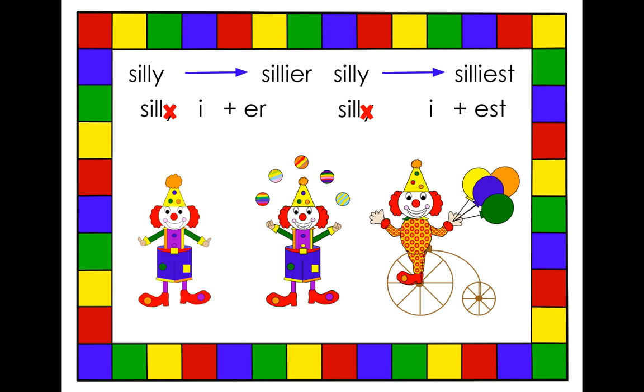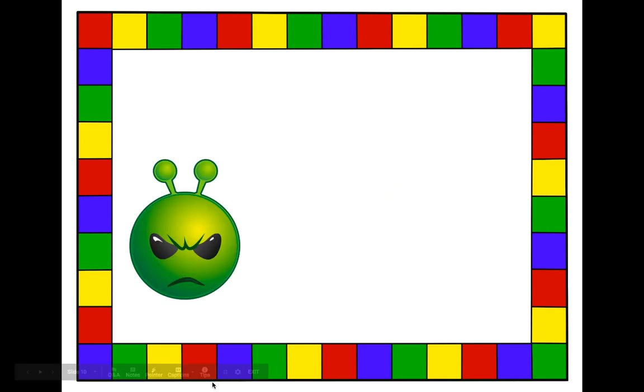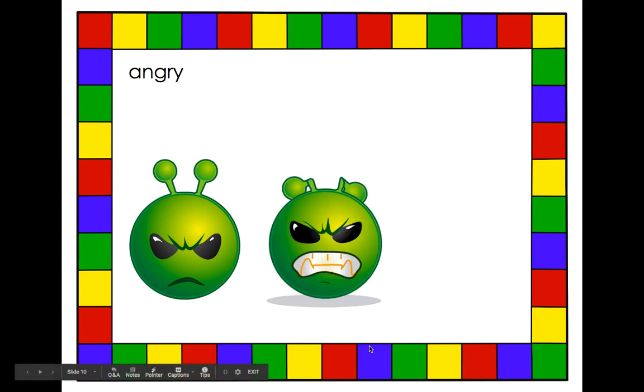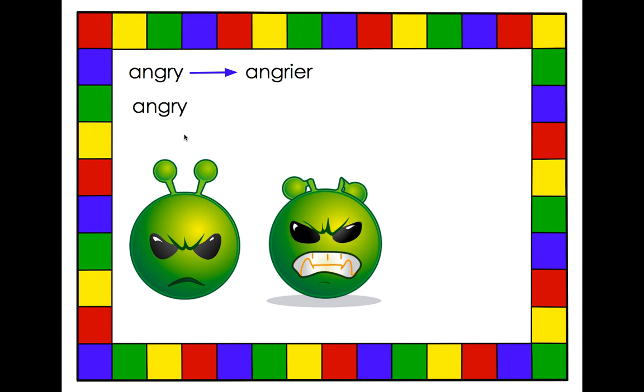Let's practice that again. So today we have this alien and he's pretty angry, isn't he? But check out this alien. He's angrier. So how are we going to make angry go to angrier? What was the pattern? We have angry. We're going to change the Y to an I and add ER, angrier. That Y has to be changed to an I.